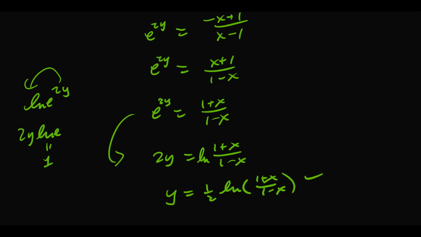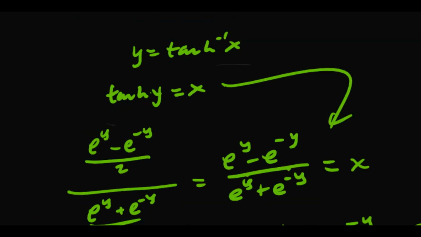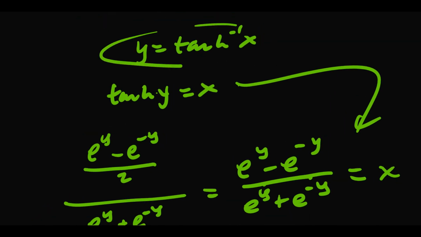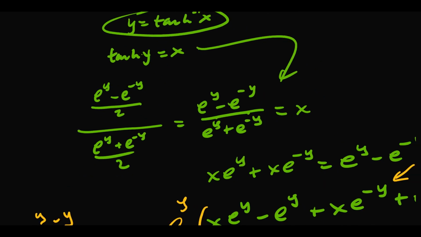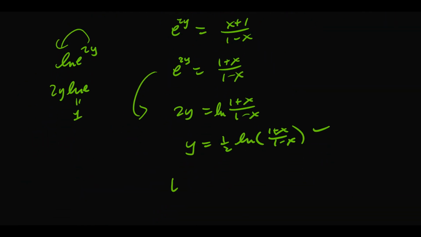And y, remember, y was what we said the tangent was. y was the inverse hyperbolic tangent of x. And so I replace that with it, and I'm done. So inverse hyperbolic tangent of x is 1/2 natural log of 1 plus x over 1 minus x.